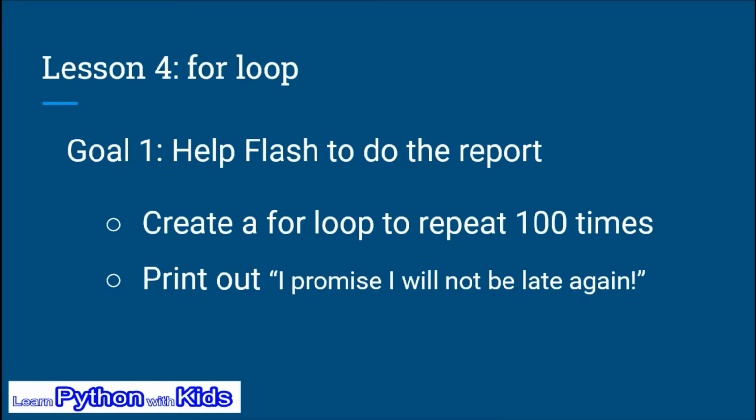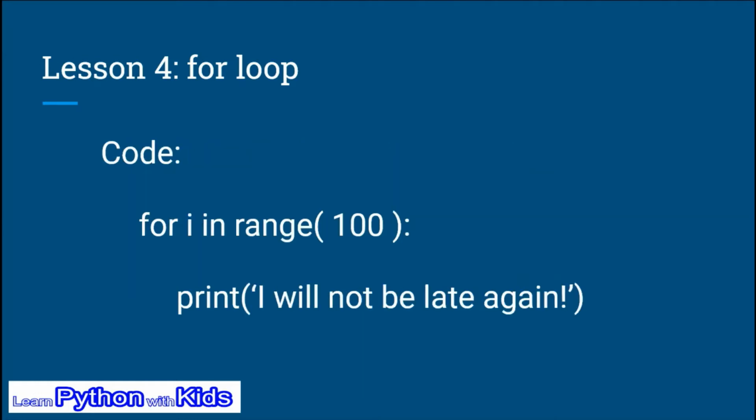We have the coding skill to help Flash now. In our code, we need to create a for loop to repeat 100 times. Then we print out "I promise I will not be late again" in each loop. Instead of writing 100 lines, 2 lines of code like this can do it. Let's try it out.